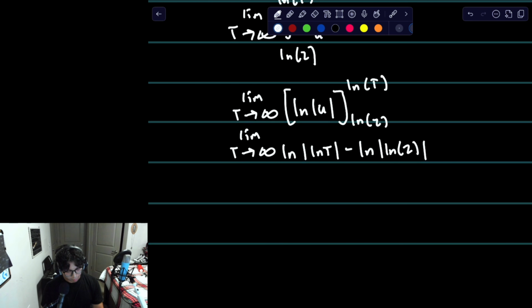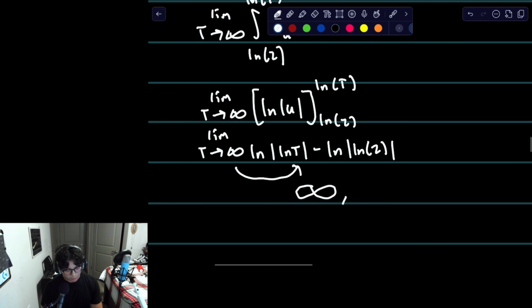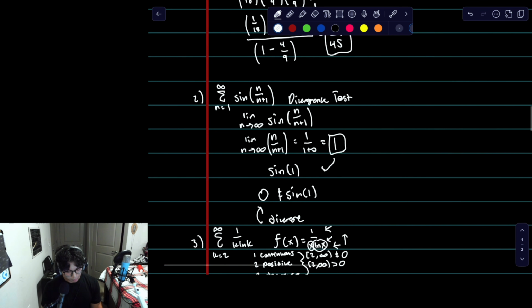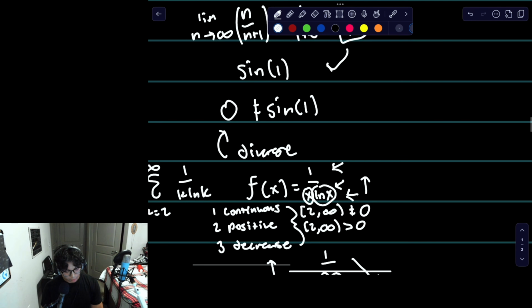If we plug in our infinity to t, we find out that this just becomes infinity, which of course diverges by the integral test. And make sure to always put that. I forgot to put it in our divergence test, where it just diverges by divergence test.